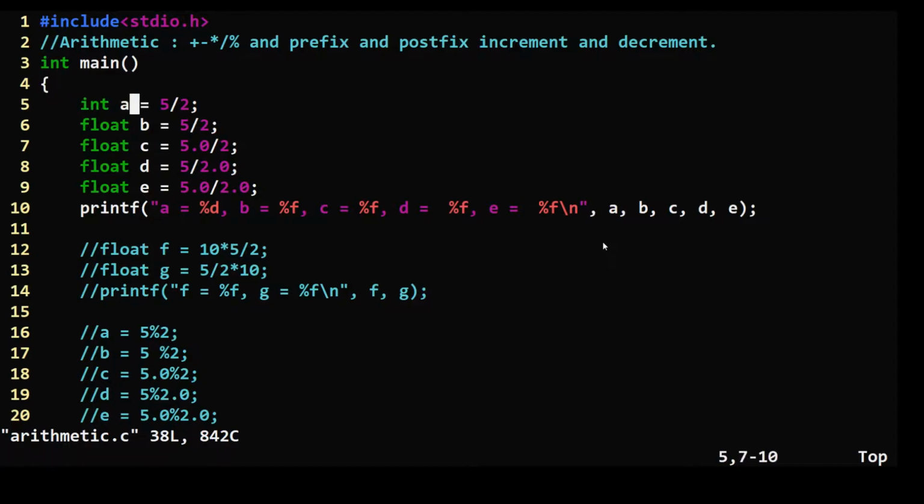So if you divide two integers, you will get the result as integer division. If you divide an integer and a float or two floats, you will get the result as true floating point division.